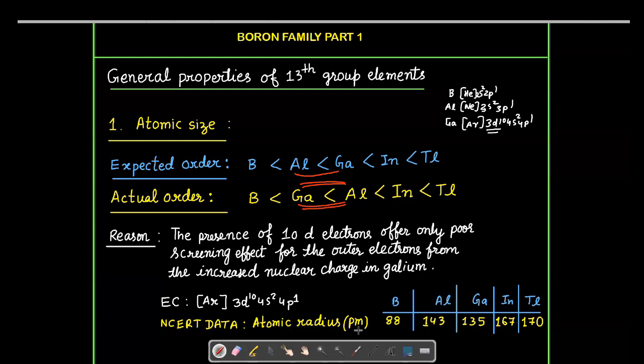Now, this is data from NCERT. They have given the radius in picometers. You can see here that aluminium has an atomic radius of 143, which is greater than 135. Except for this, if we move from top to bottom, the atomic radius increases.